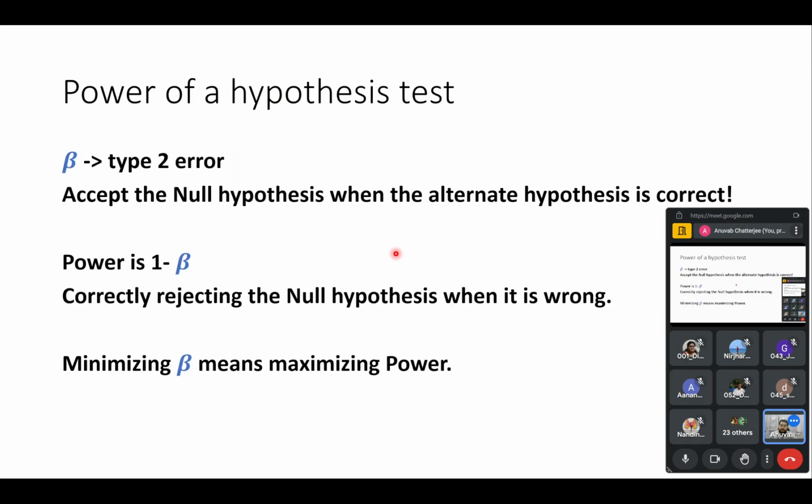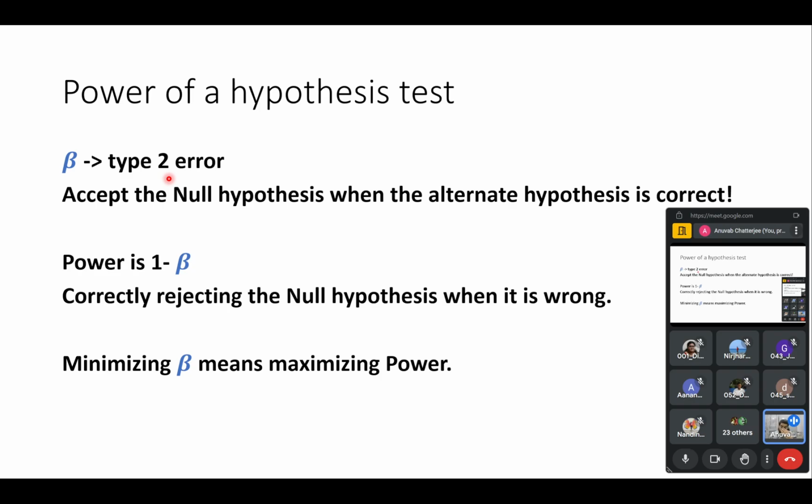The other way is the type 2 error, where you actually wrongly accept the null hypothesis when the alternate hypothesis was correct. So you wrongly said, okay, so my coin was fair, but that was not actually true. So you accepted the null hypothesis when the alternate was the truth. So this is called beta or type 2 error.